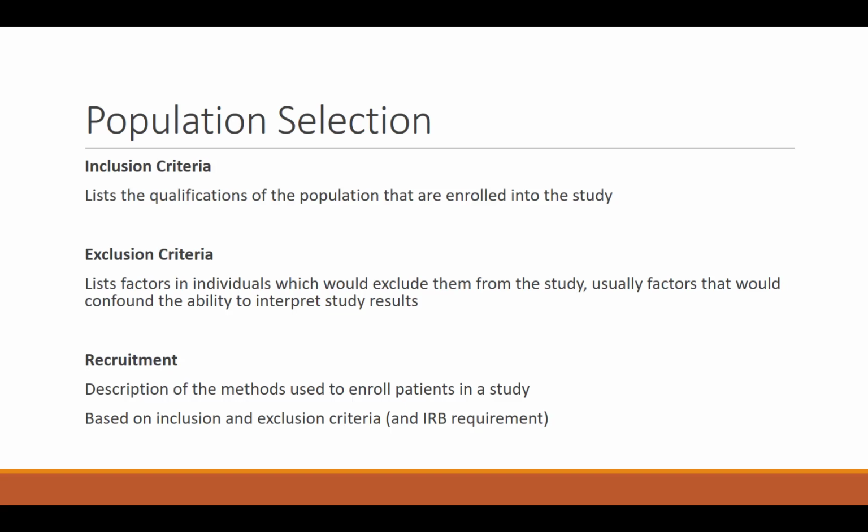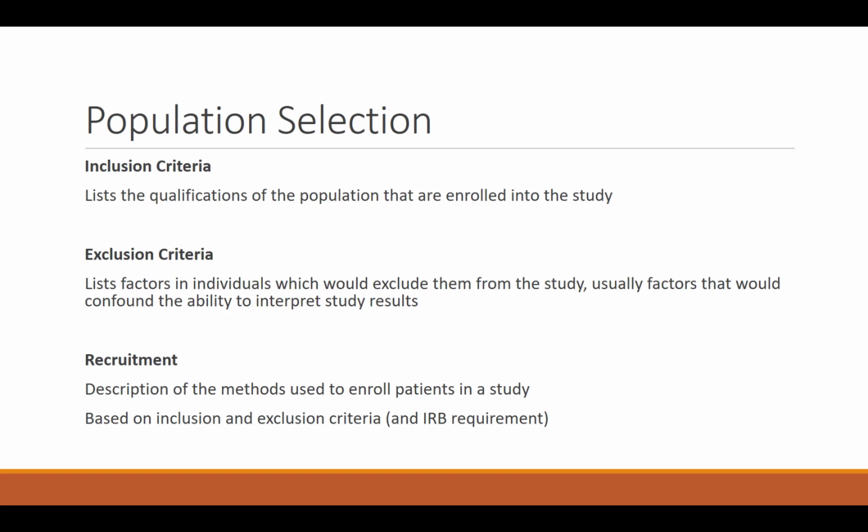The exclusion criteria are factors in individuals which would exclude them from the study, and they're usually factors that would confound our ability to interpret study results. We talked a little bit earlier about how we probably wouldn't enroll hemophilia patients into an anticoagulation trial because we'd be interested in knowing how much anticoagulants increased our risk of bleeding, but hemophilia patients may bleed for their own reasons. So we want to exclude them because they have the ability to confound our results.